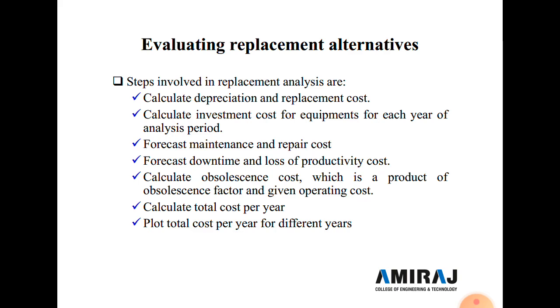Now the next topic is evaluating replacement alternatives. The steps involved in replacement analysis: first calculate the depreciation and replacement cost. Then calculate the investment cost of the equipment for each year of the analysis period. Then forecast the maintenance and repair cost, and forecast downtime and loss of productivity cost. Calculate the obsolescence cost, which is the product of the obsolescence factor and the given operating cost, and calculate the total cost of the year and plot the total cost per year for different years. These are the steps for evaluating replacement alternatives.